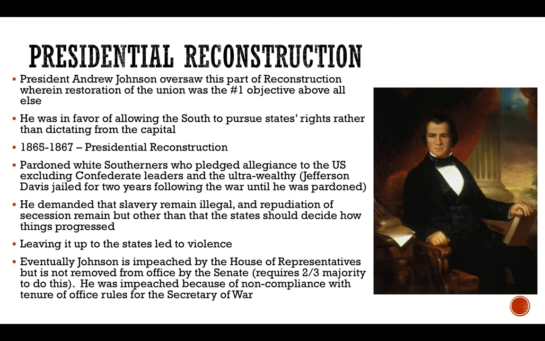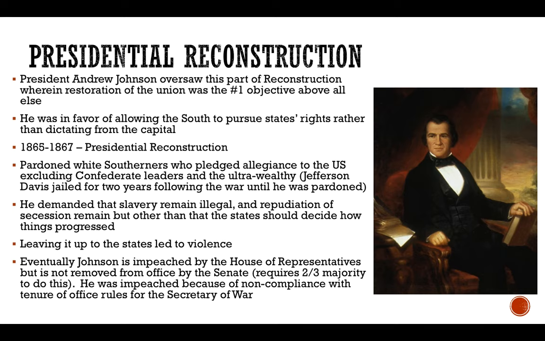Johnson did pardon white Southerners who pledged allegiance to the United States, excluding Confederate leaders and the ultra-wealthy. Jefferson Davis, the president of the Confederate States, was jailed for 2 years following the war until he was pardoned.